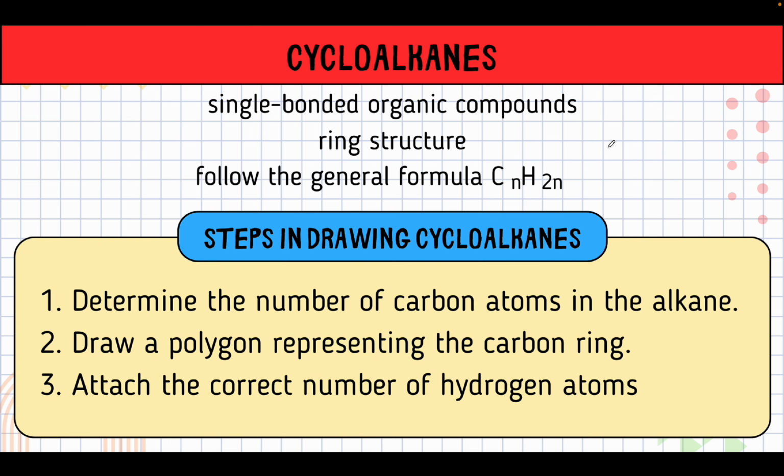Okay, so here are the steps in drawing cycloalkanes. First is to determine the number of carbon atoms in the alkane. Now, the key here is to know your polygons. So once you have determined the number of carbon atoms, draw a polygon representing the carbon ring. So if you have 4 carbon atoms, you will draw a square. Okay. Then attach the correct number of hydrogen atoms.